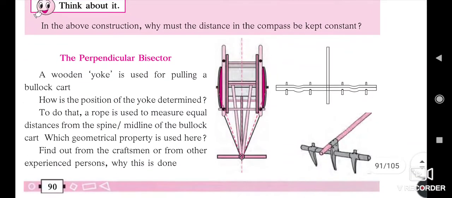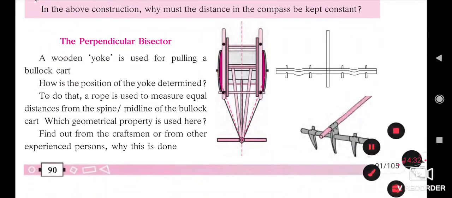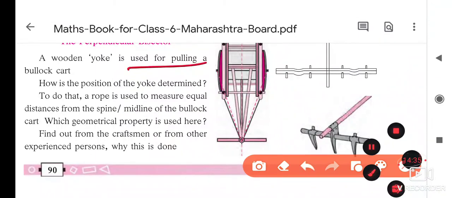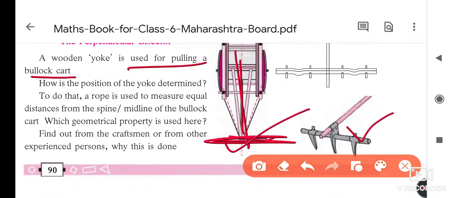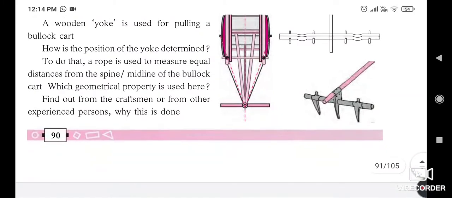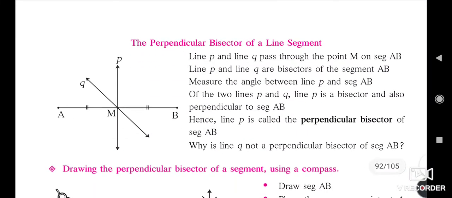Okay, now here, perpendicular bisectors. This is a wooden yoke, used for pulling a bullock cart. How is the position of the yoke determined? To do this, a rope is used to measure equal distance from the midline of the bullock cart, and then a geometrical property is used. Here also the perpendicular bisector property is used. Here also you can find an experienced craftsman who can do this. Okay, in this way we have to do this.